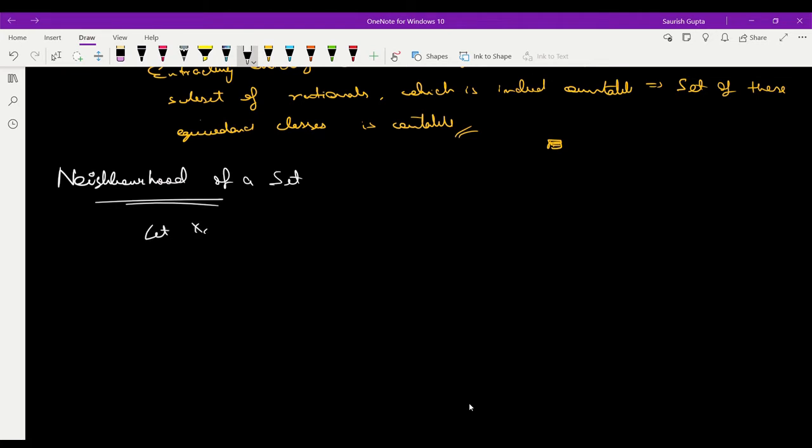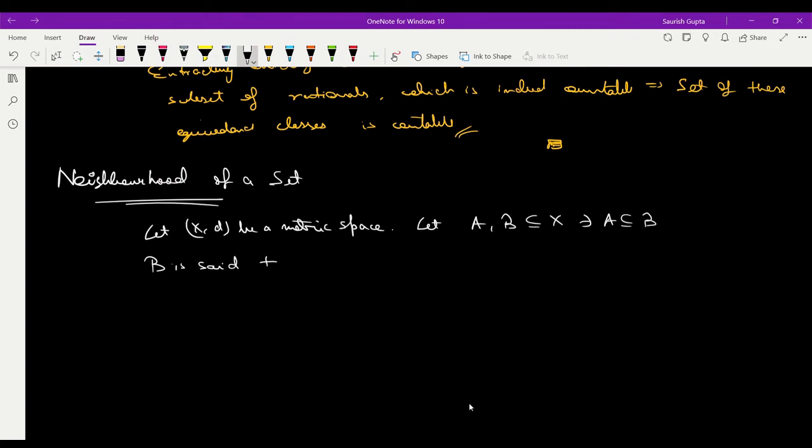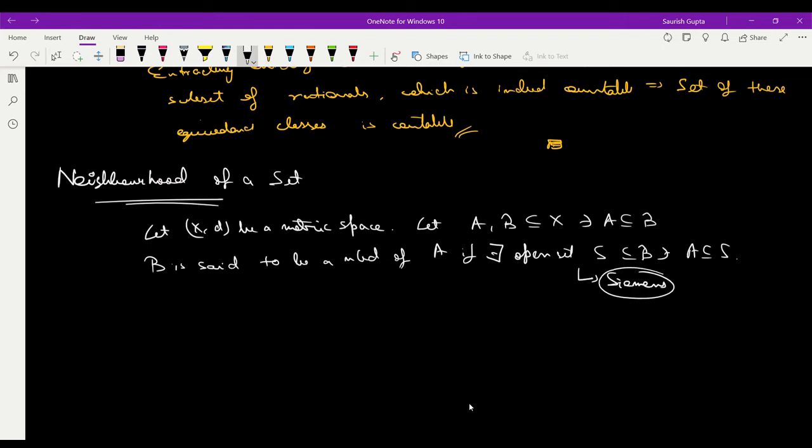Let (X, d) be a metric space, and we take two sets from X, A and B, such that A is contained in B. B is said to be a neighborhood of A if there exists an open set S contained in B such that A is contained in S. This definition is given in Simmons' book. If you study Rudin's book, you will see that B is said to be a neighborhood of A if B is open. In Rudin's book, you will find this definition.